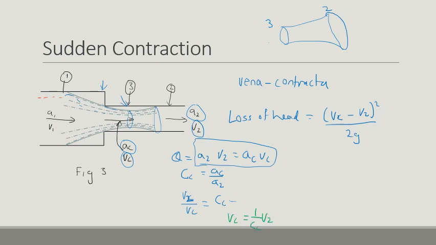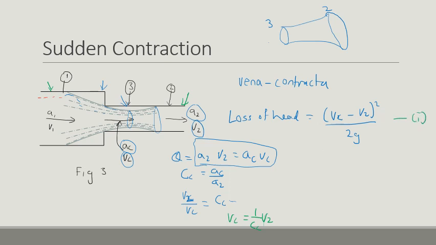The reason we want a coefficient for this is because we may not be able to measure the velocity of the vena contracta. We can measure the velocity at section 2, and at section 1, but the vena contracta is inside the pipe, so we may not be able to measure it. So we need some way of knowing. The velocity of the fluid in the vena contracta is equal to 1 over Cc times V2. Now we can substitute that in the equation above. Let me call that equation 1.